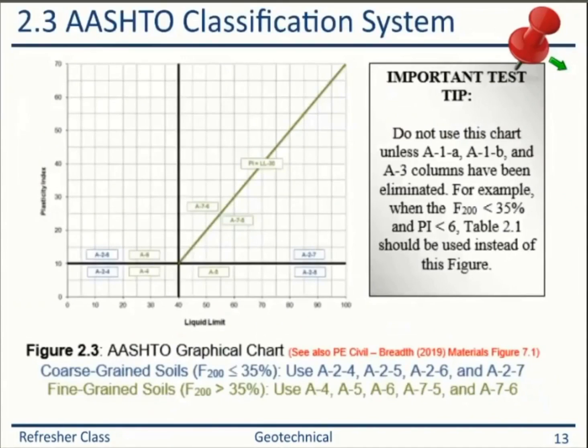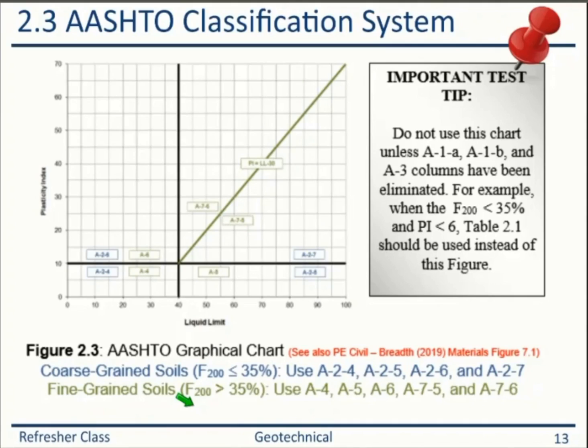Okay. So I was talking about figure 2.3. This is the AASHTO graphical chart. The advantage with this chart is there are different regions here. This is one region, 2, 3, 4, 5, based upon liquid limit values, plasticity index, and this line here. So there are different types of soil, and each soil type depends upon the percentage passing through number 200 sieve.